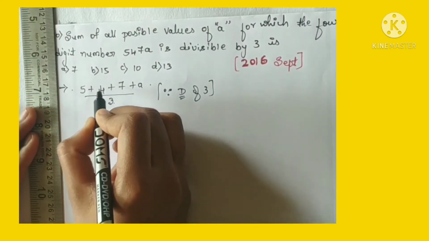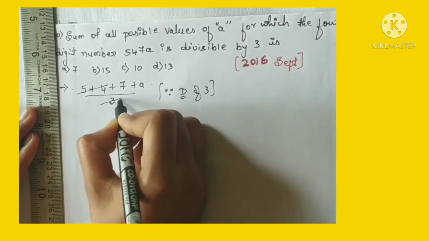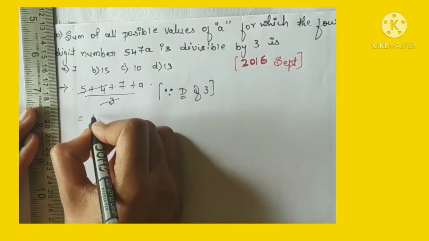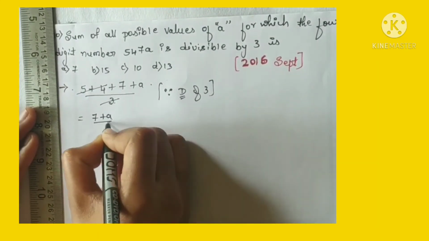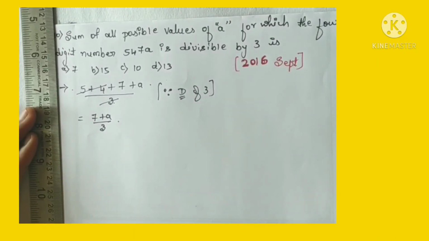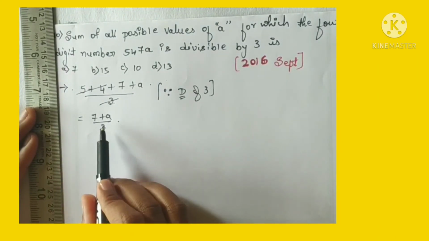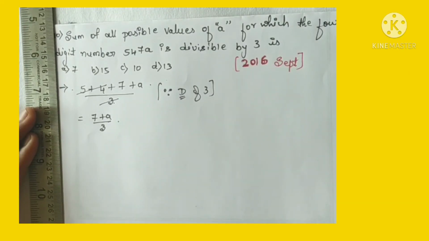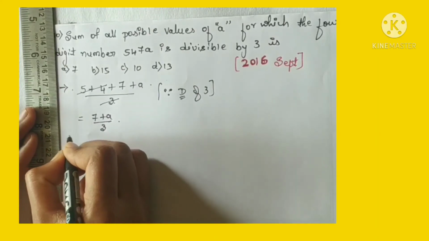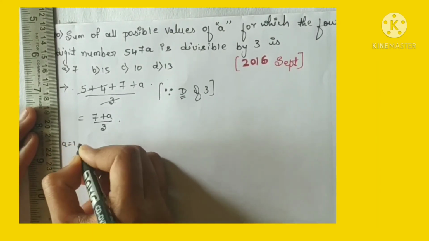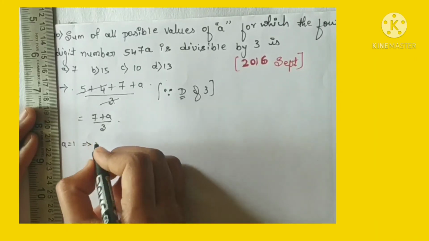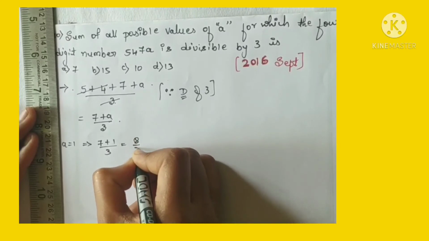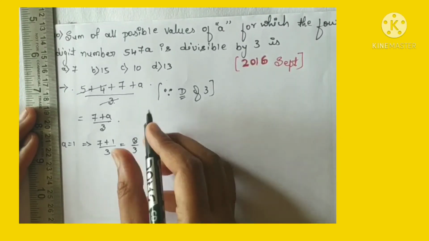5 plus 4 is equal to 9, so it is cut off. 3 3s are 9, so it is cut off. Then the remaining is 7 plus A divisible by 3. Now I put values for A such that it must be divisible by 3. I take random values. If A is equal to 1, 7 plus 1 is 8, which is not divisible by 3, so it is not correct.